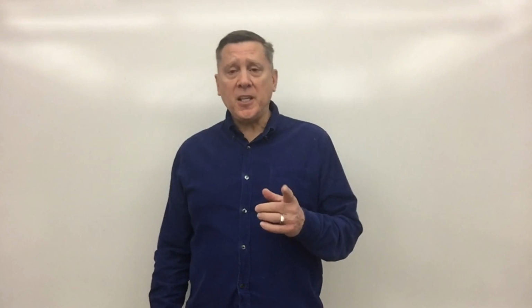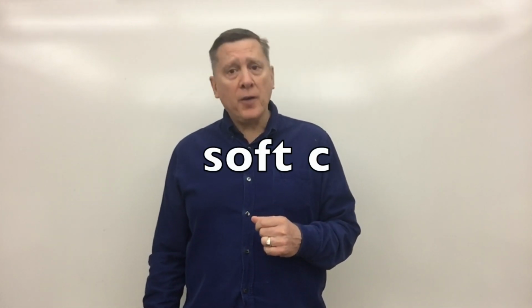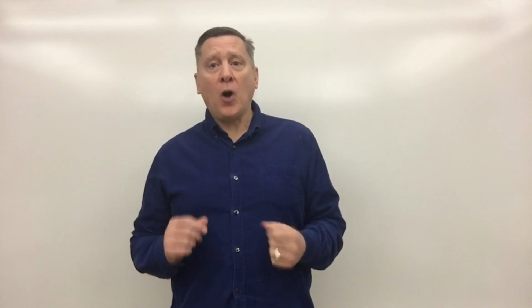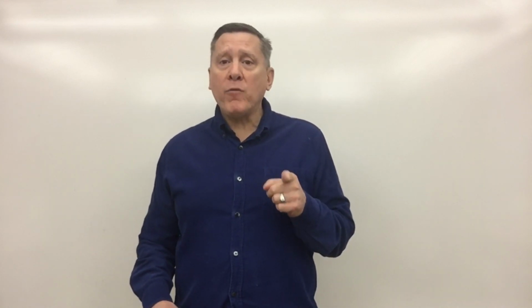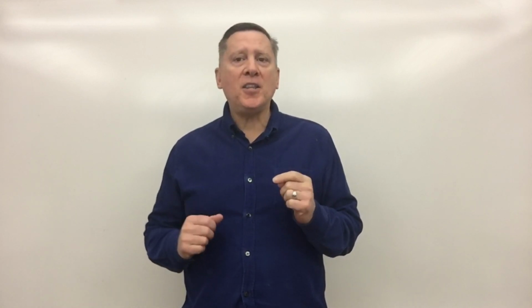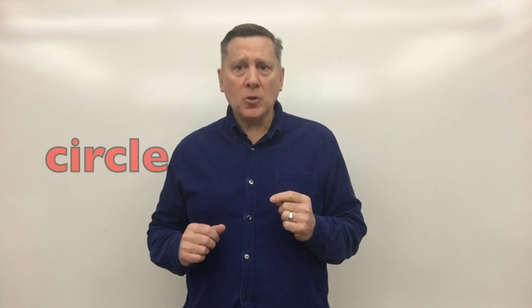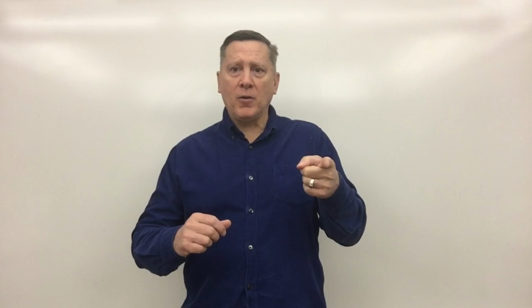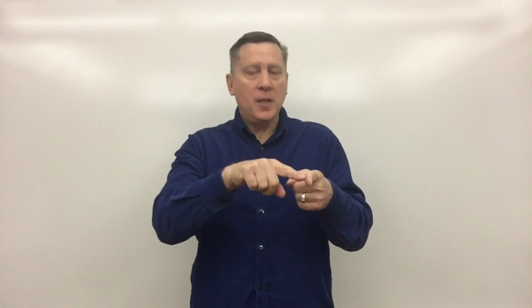The letter C also makes the S sound. We call that a soft C. One of the ways I remember how to learn the soft C sound is by doing an action, because actions help me learn better. So whenever I do soft C, I think of the word circle. S, s, circle. And in sign language, all you do for circle is point one finger like this, take the other finger, and draw a circle.